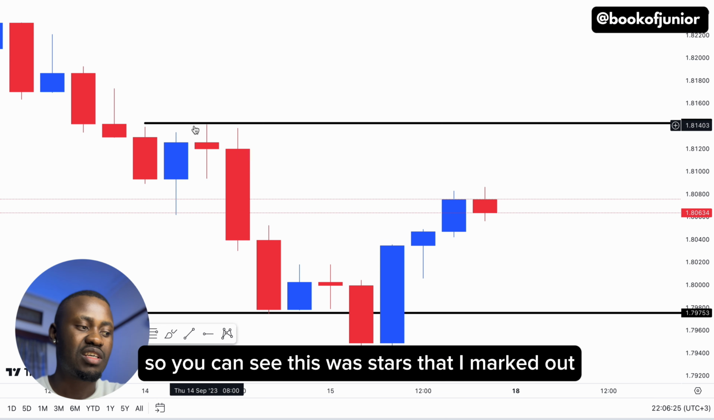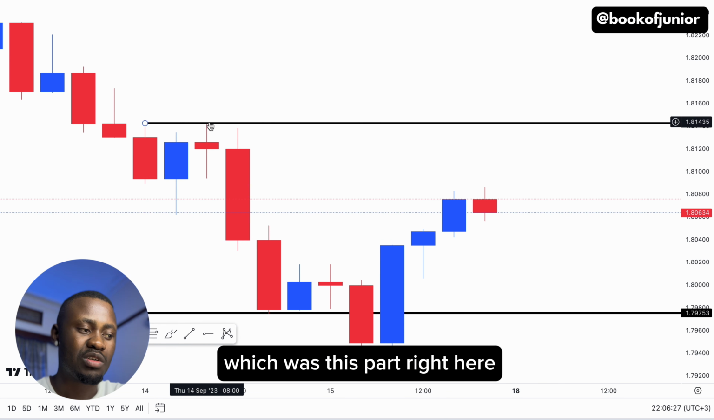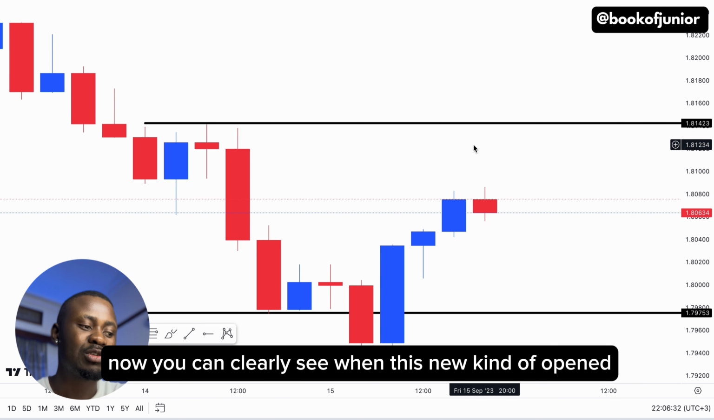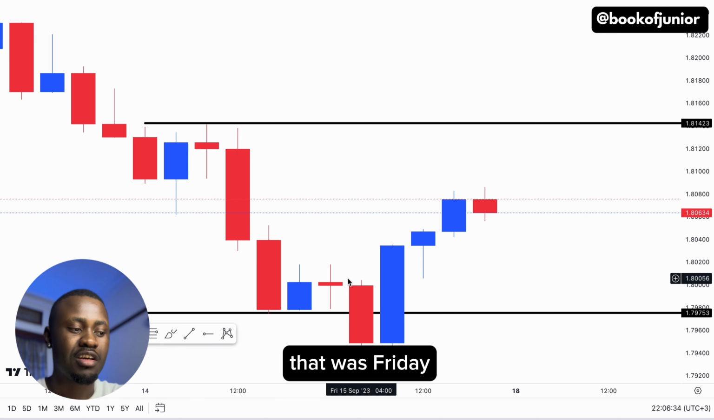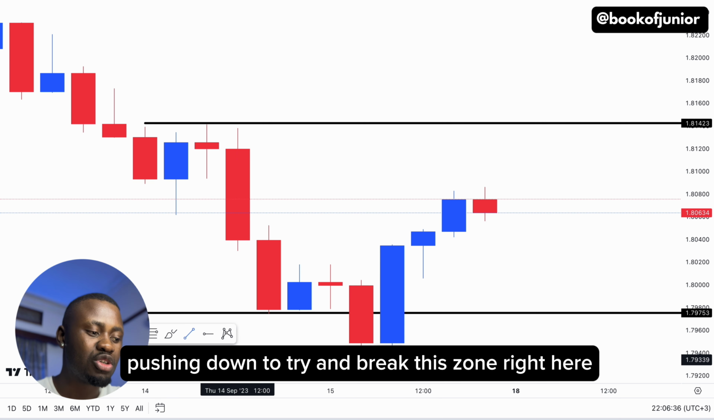So you can see this was Thursday that I marked out. You can see its high, which was this part right here, and its low, which was this part right here. Now you can clearly see when this new candle opened, that was Friday. You can see price tried pushing down to try and break this zone right here.